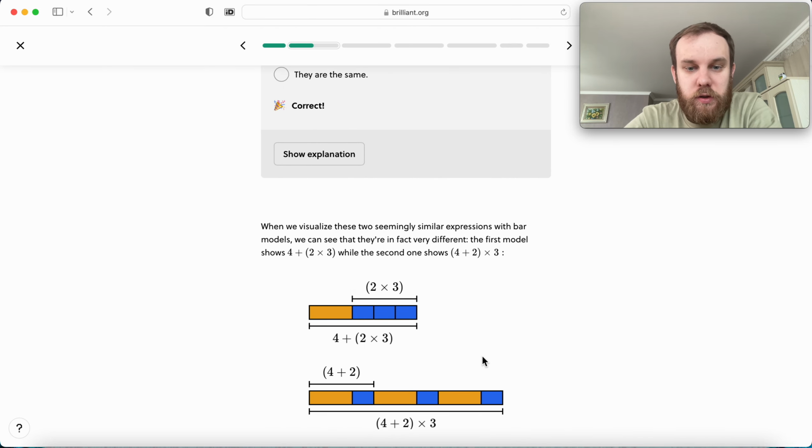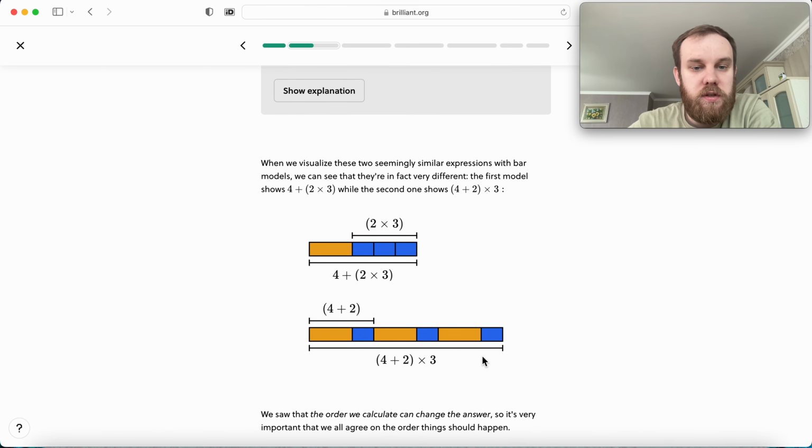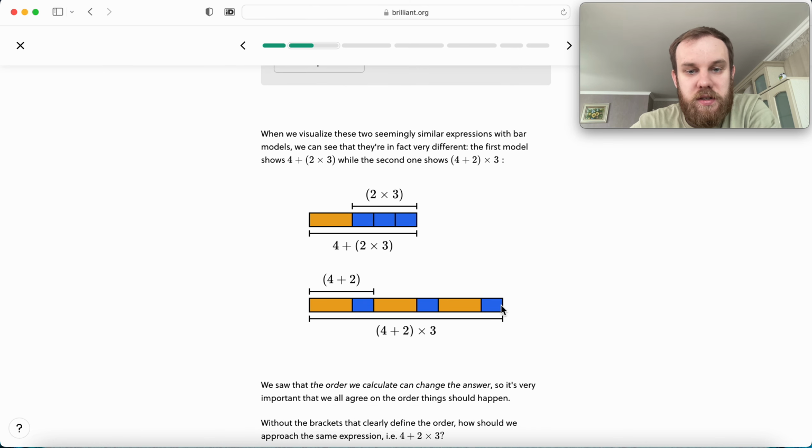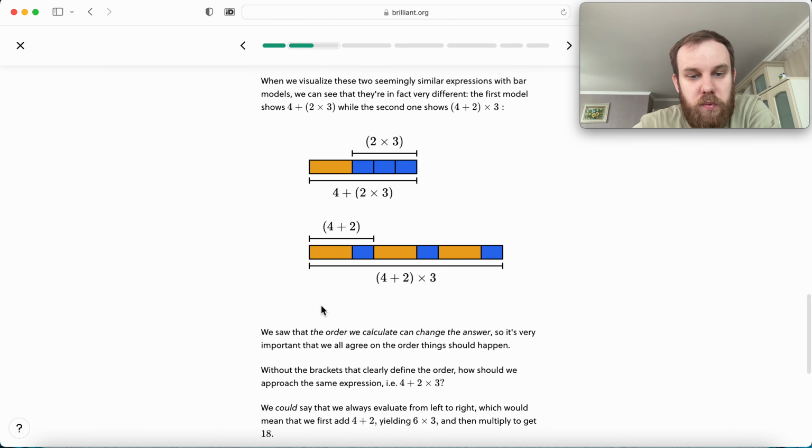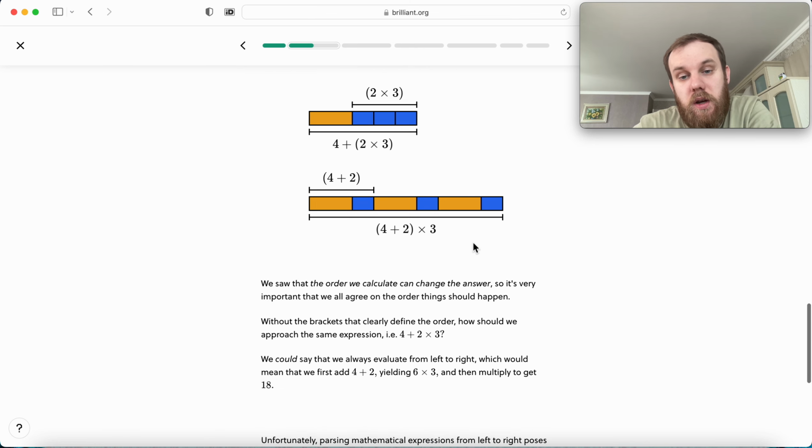When we visualize these two superficially similar expressions with bar models, we can see that they are in effect very different. The first model shows 2 times 3 plus 4, and the second one is 4 plus 2 multiplied by 3. So what happened here? 2 by 3 plus 4, okay? And what happened here? Okay, it's 4 plus 2, 3 times, which is obviously larger.